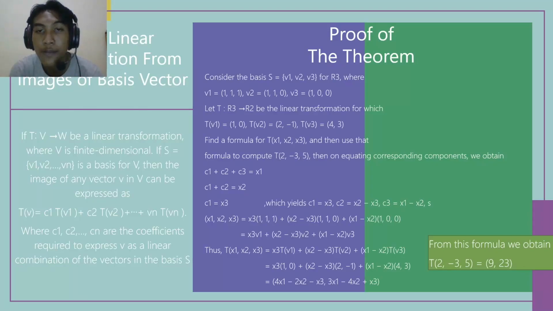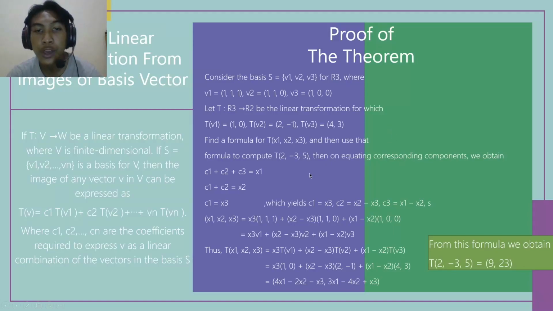Then, equating corresponding components, we obtain that c1 + c2 + c3 = x1, c1 + c2 = x2, and c1 = x3, which yields c1 = x3, c2 = x2 - x3, and c3 = x1 - x2.